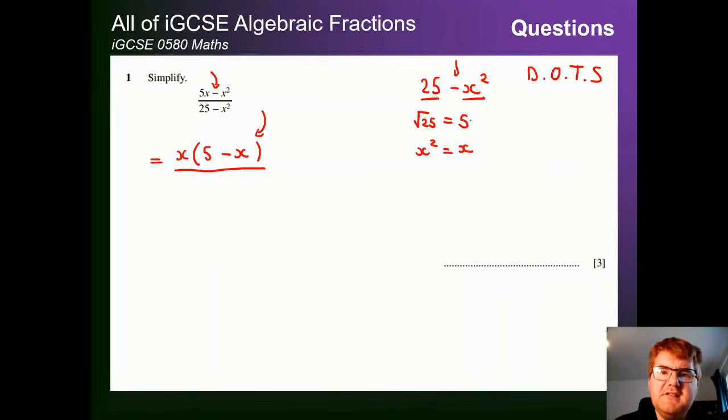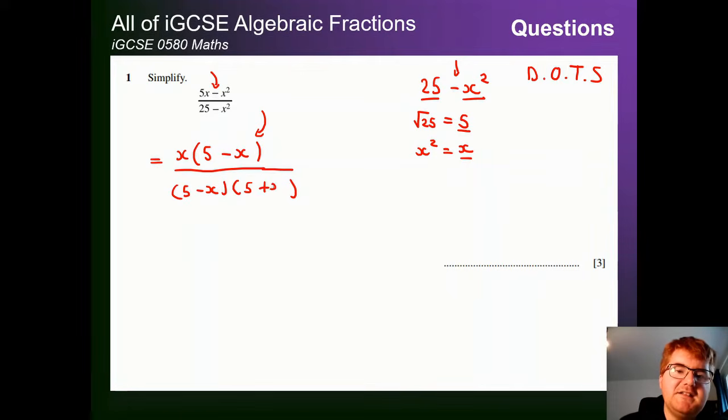So I'm going to use these here, and I can write this now in a special factorized form. Taking these numbers, 5 and x, I write here a 5 minus x and a 5 plus x. Now, if I'm not sure that that's actually going to work, one thing I can do here is expand my brackets to check if it's correct.